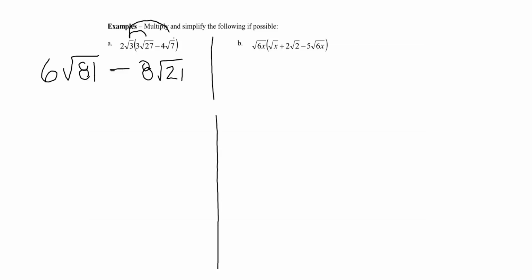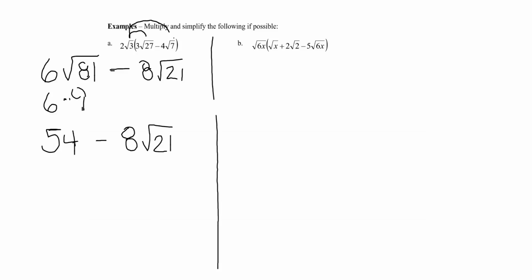And then you want to simplify if you can. In this case, I know that the square root of 81 is 9, and 6 times 9 will give me 54. So what I did is I took the square root of 81, multiplied it times my 6. So 6 times 9 gives me 54. And square root of 21 can't be broken down. The only factors are 3 and 7, and they're not perfect squares. So our answer is going to be 54 minus 8 square root 21. That's your final answer.